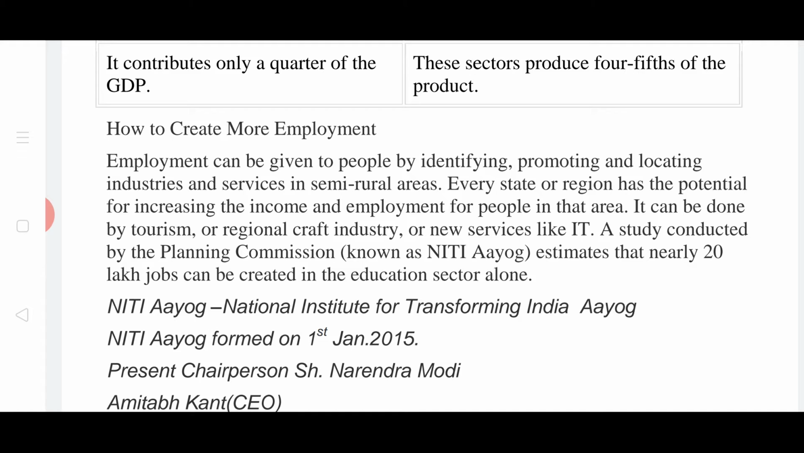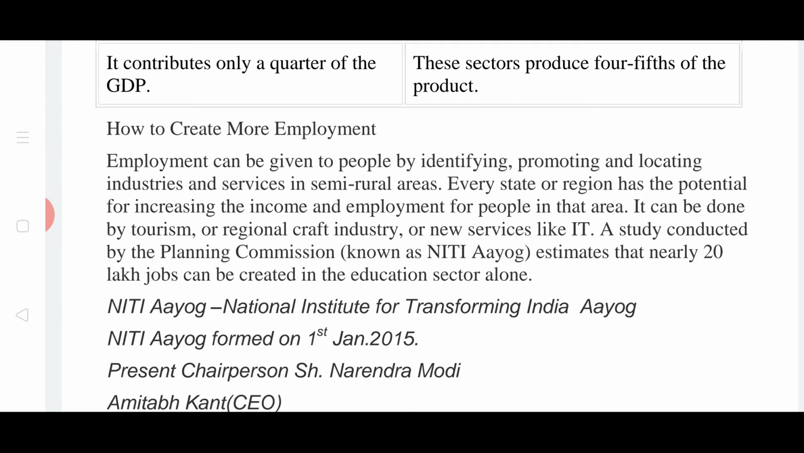Every state or region has the potential for increasing income and employment for people in that area. It can be done by tourism, regional craft industries, or new services like IT. A study conducted by the Planning Commission, known as Niti Aayog, estimates that nearly 20 lakh jobs can be created in the educational sector alone. So many schools, colleges and universities are there. Naturally, we need more teachers, more technical staff to support them, and other staff also. So there are huge employment opportunities in the education sector alone, according to the data.